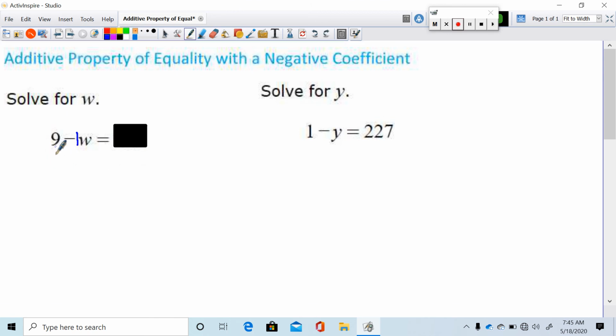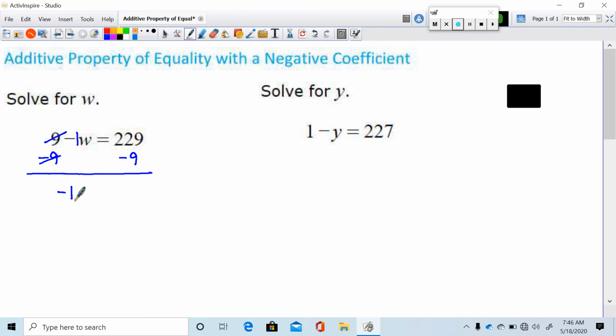So the first thing we have to do is get rid of the number that's not stuck to it. So you do opposites. So this is a positive 9. So the opposite of positive 9 is negative 9. So I'm going to put a negative 9 on both sides. Now I can take this away so we can see what we're doing. Okay, when you do that, opposites cancel. Bring down the negative 1W equals 229. Take away 9 is 220.